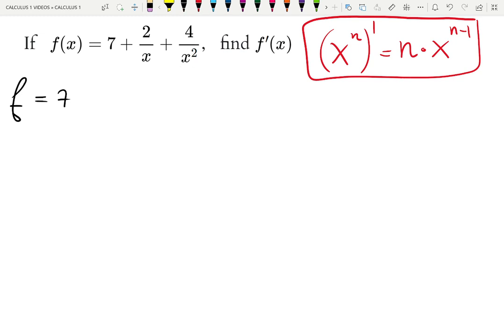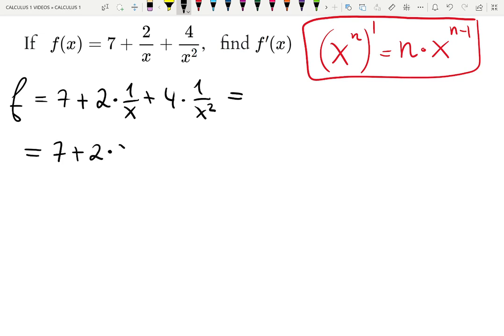So let's rewrite this function. Let me show you that actually we are working with 1 over x multiplied by 2, and we are working with 1 over x squared multiplied by 4. Thus, we can rewrite each term with the negative exponents. 2 is now multiplied by x to the minus 1, and 4 is now multiplied by x to the minus 2. And all of these terms will use power rule when we differentiate them. So this is the end of me rewriting the original function.